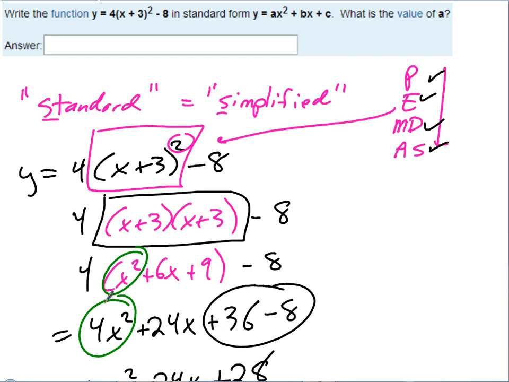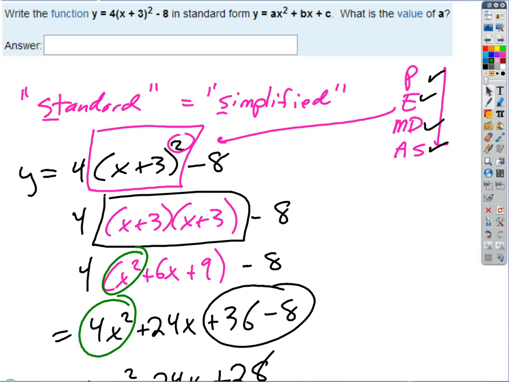Now, if that doesn't make sense and you don't see that, that's okay. You can always just do the problem and find A. But she's right.